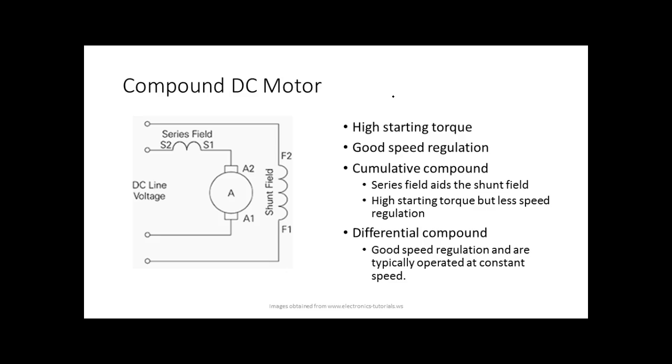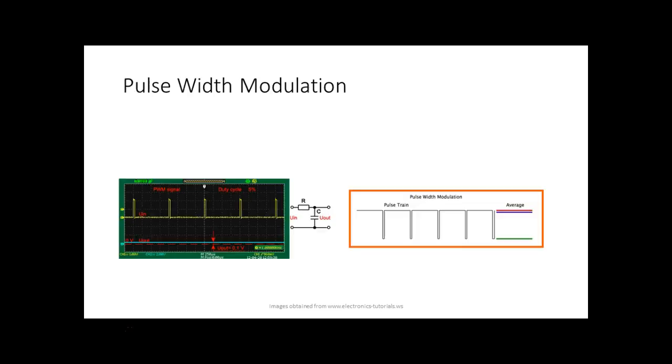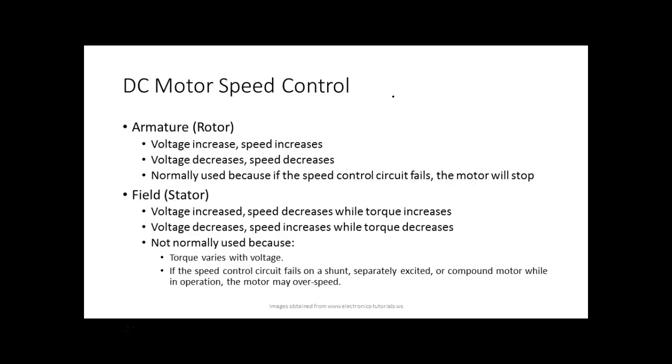These are called compound motors. So how do we control the speed? Voltage increases on the armature. Voltage increases, speed increases. Voltage decreases, speed decreases. Normally used because if the speed control circuit fails, the motor will stop.